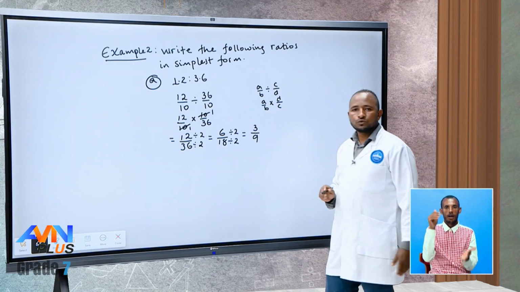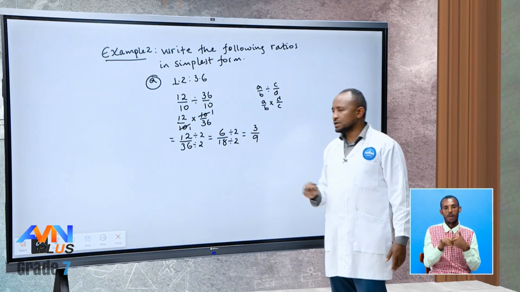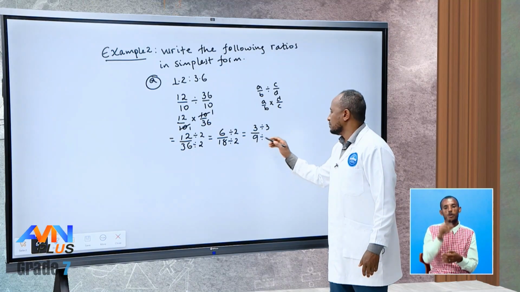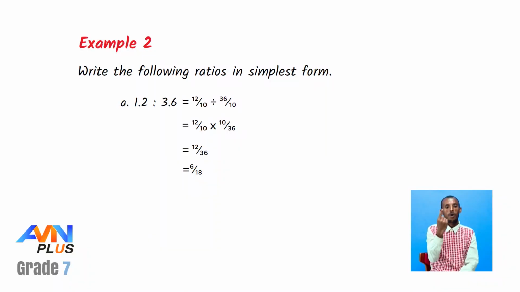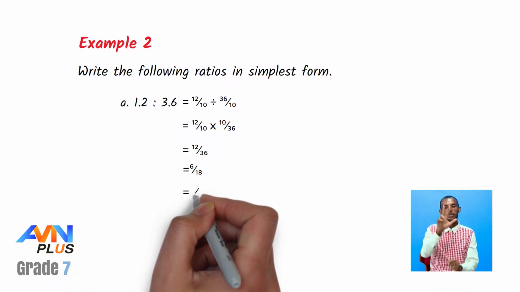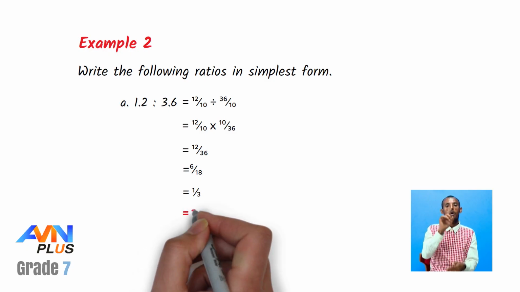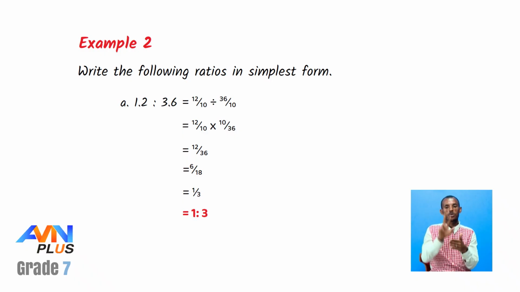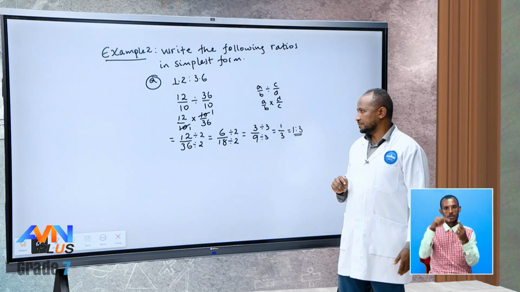Again, these two numbers have a common divisor. Both can be divisible by 3. So, divide this by 3. Again, this one by 3. So, here 3 divided by 3, it is 1. And 9 divided by 3, it is 3. Therefore, this is a simplified ratio. I can write this in ratio form. It is 1:3. This will be the answer. So, now let's proceed to the next example.